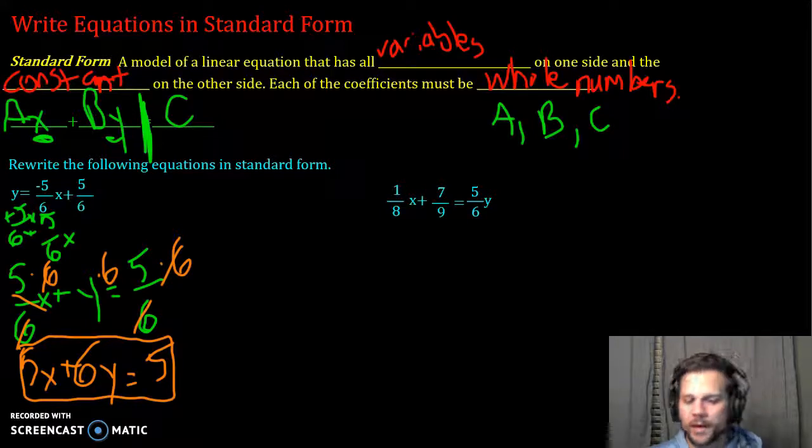You don't have to multiply by anything else. You don't have to switch your x and your y. Those can be in any order as long as they're together on the one side of the equation and the number is by itself on the other.